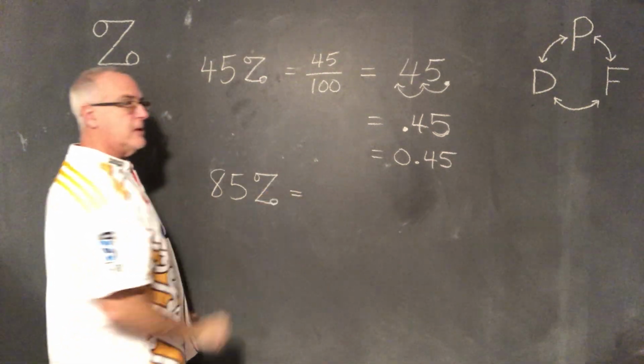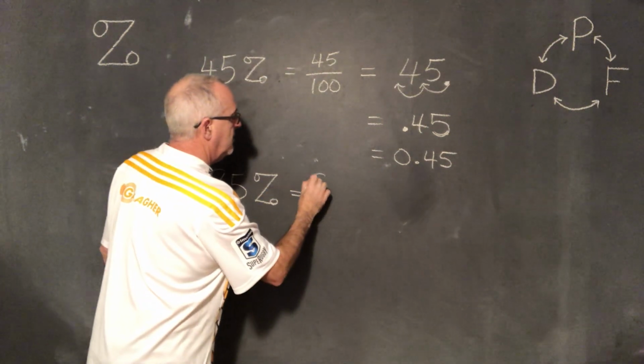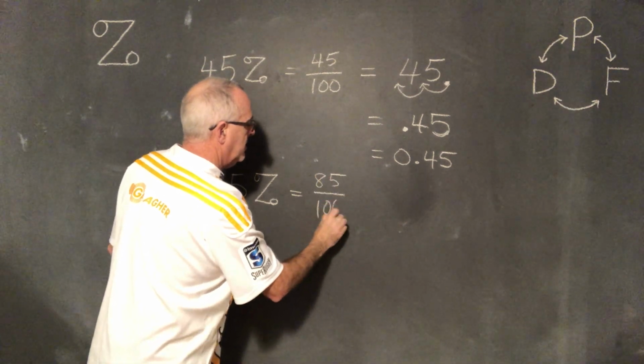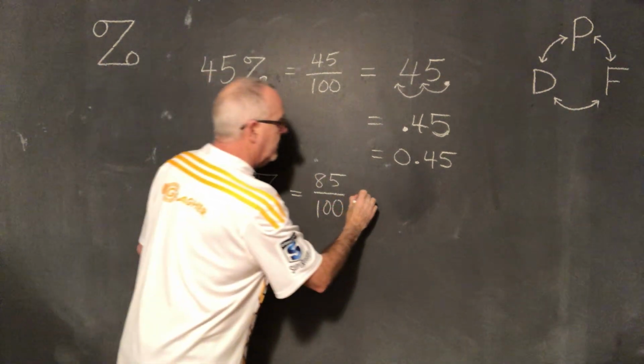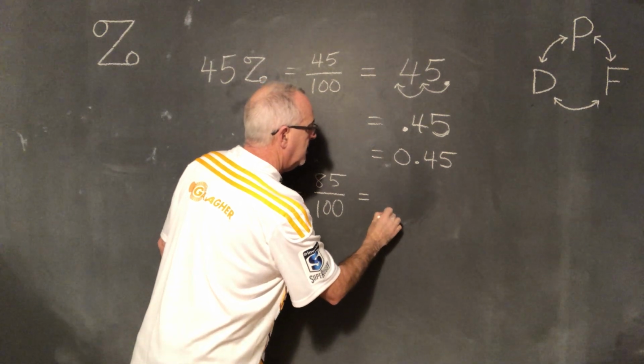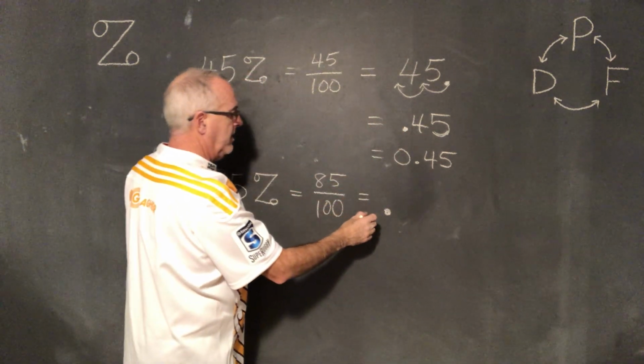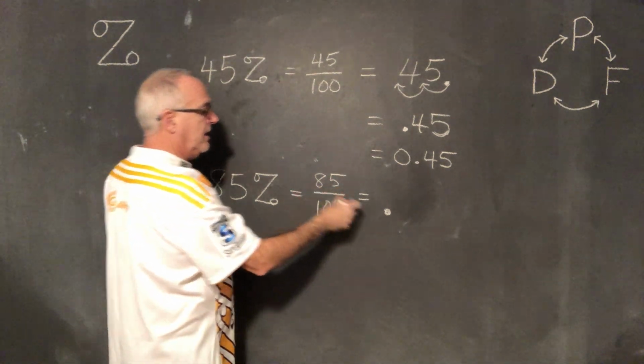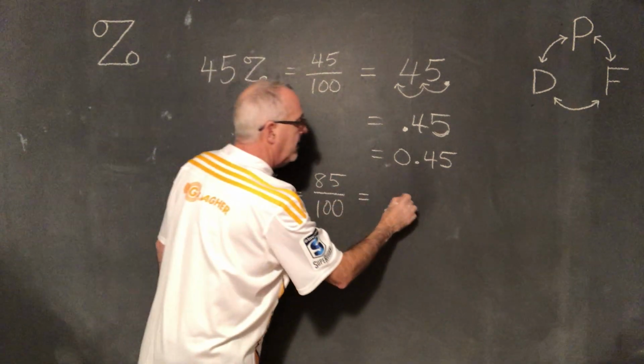Okay, percent means out of 100. So it means I have a fraction. 85 is my numerator and 100 is the denominator. And then I convert it into a decimal, and I'm kind of skipping a little bit of the step here. The decimal would be right here after the 5, but it jumps 2 places to the left, so that's going to give me 0.85.